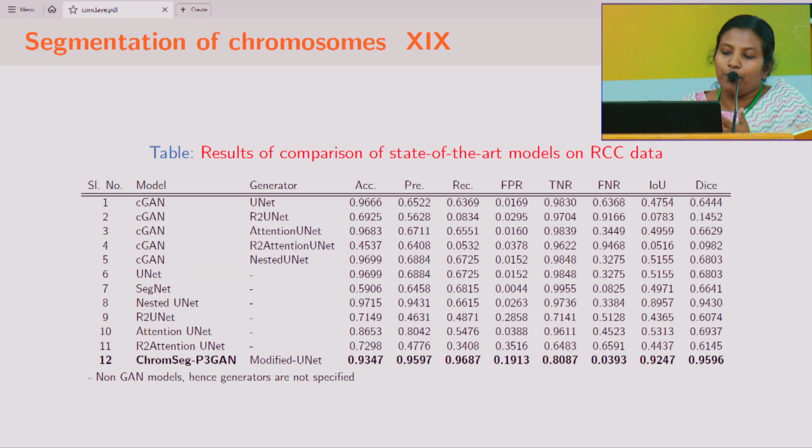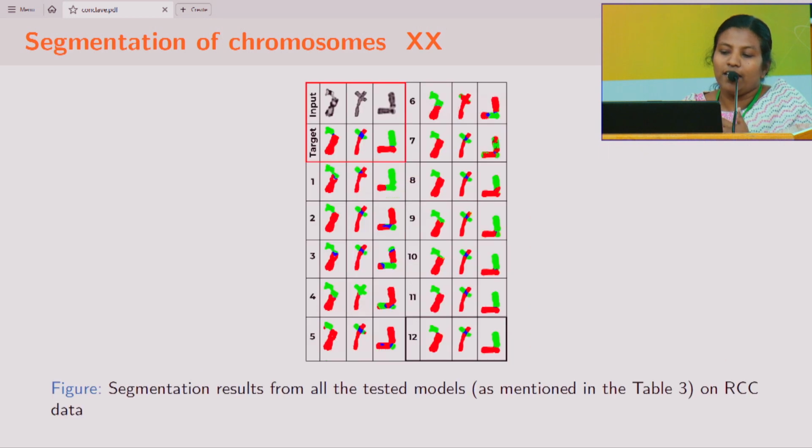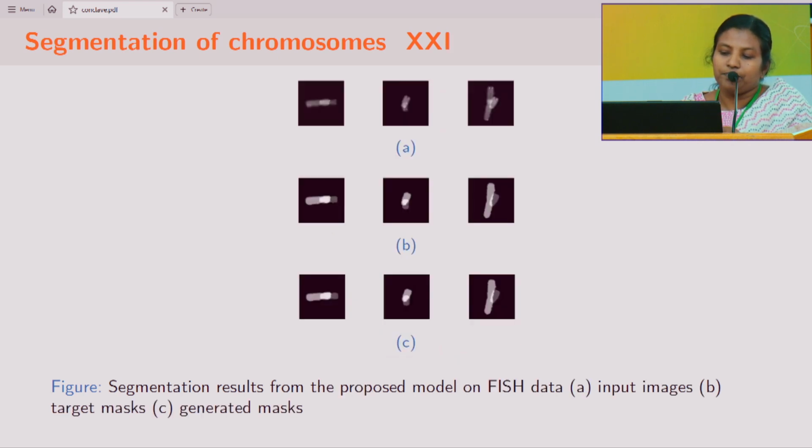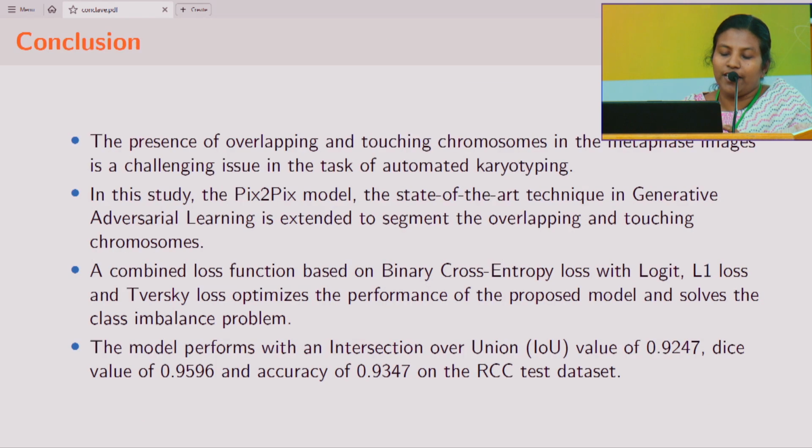And we have compared with another set of models in which we used certain CGAN models with different types of generators: UNet, SegNet, nested UNet, R2 UNet, attention UNet, etc. And we have shown that our model works well. These are the qualitative analyses we have performed on RCC data, and we have shown qualitatively that our model is working well. These are the results on the FISH data.